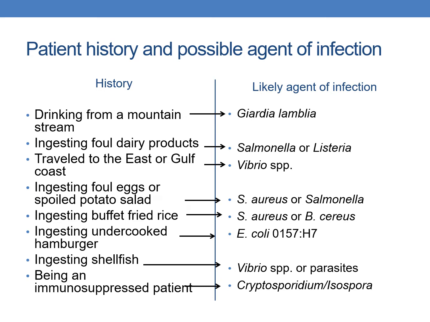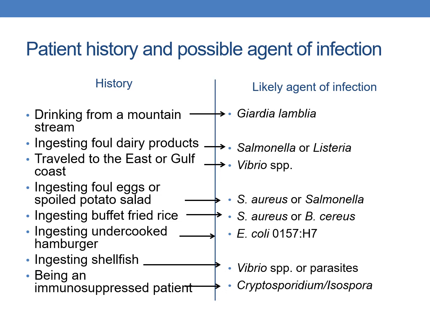If you are drinking from a mountain stream and that stream has been contaminated by animal or human feces, you could get Giardia lamblia. It's a parasite. If you've ingested spoiled dairy products such as milk or ice cream, it's possible you have Salmonella or Listeria. If you've traveled to the East or Gulf Coast, it's possible that you have Vibrio species, especially because there is a very pronounced fishing industry there, and people tend to eat shrimp and shellfish on the East or Gulf Coast more than in the Midwest.